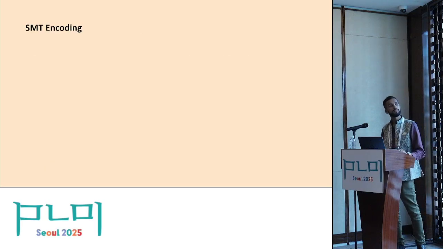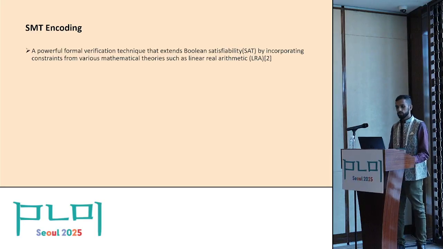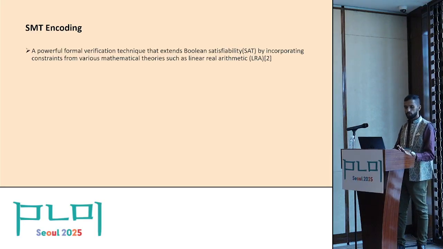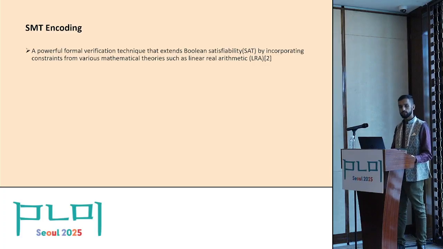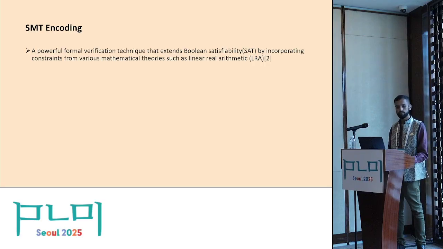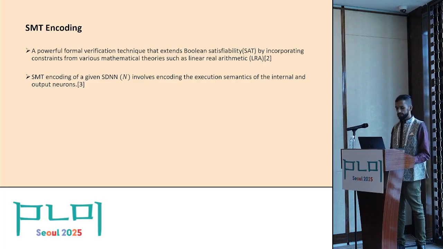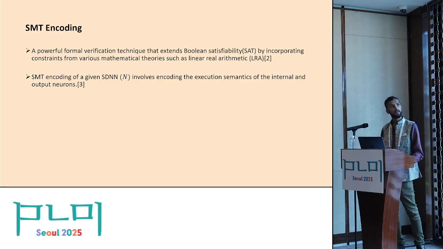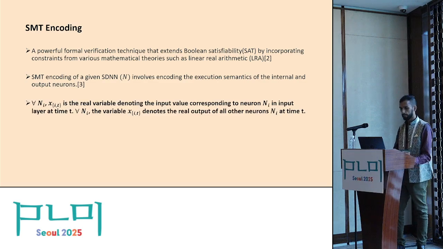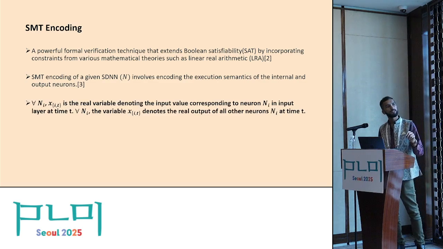Now we introduce the SMT encoding. SMT is a very powerful formal verification technique that extends Boolean satisfiability by incorporating different mathematical theories such as linear real arithmetic. SMT encoding of a given SDNN involves encoding the execution semantics of the internal and the output neurons. For doing this, we first introduce some real variables.